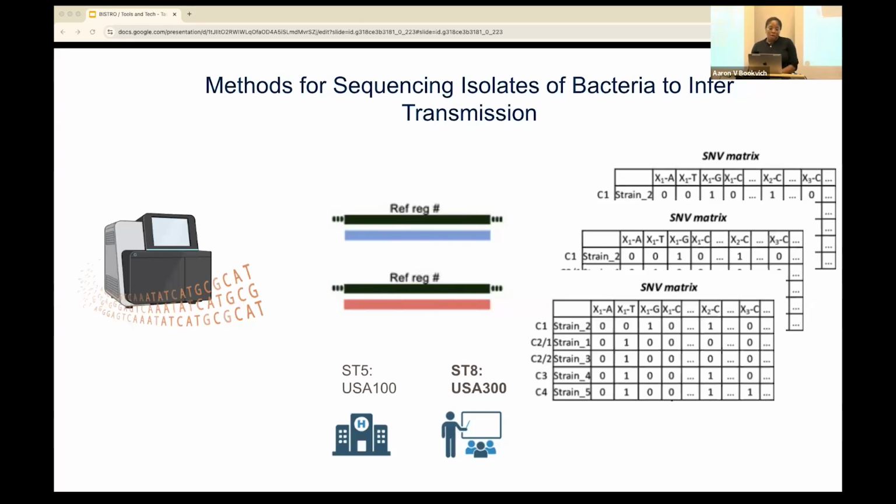And so you have these variants that are called and filtered, and then you develop SNP matrices that are calculated between each genome for each various species. It's a pairwise comparison of regions that have variation across all of the genomes. And then only the variants that are located at nucleotide positions that are present in all of the isolates are considered for a transmission analysis.